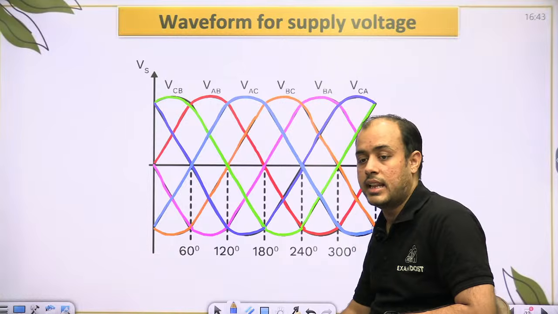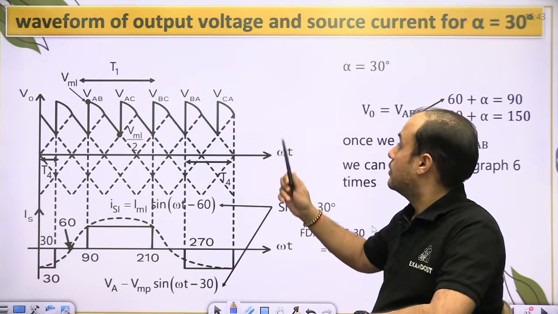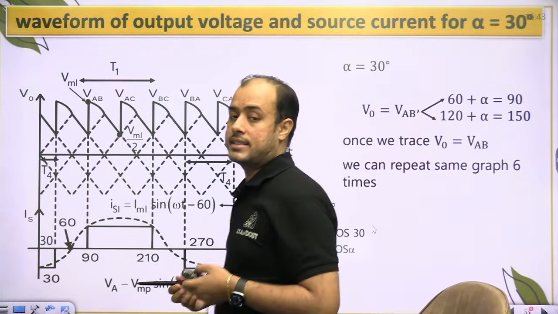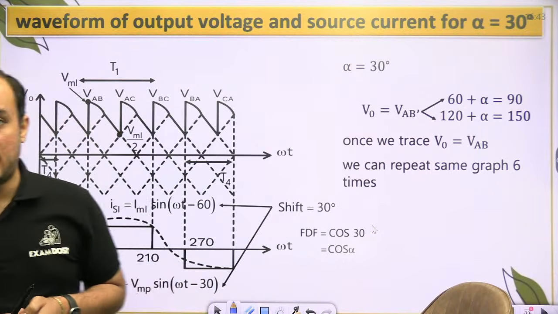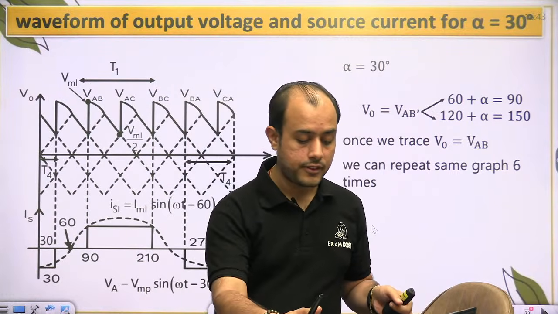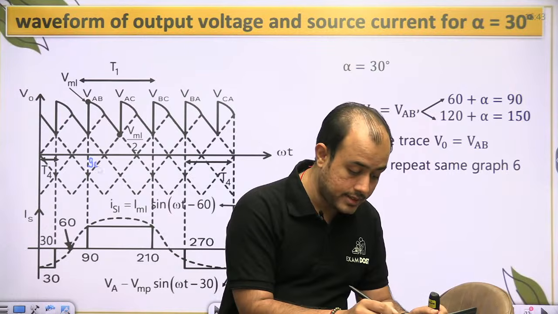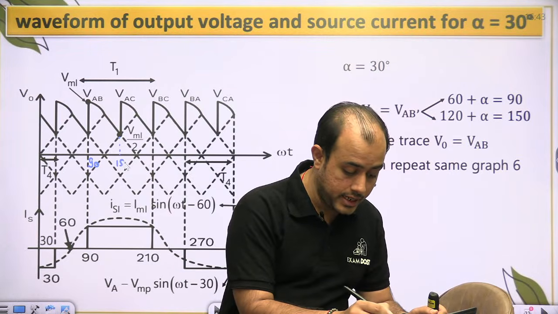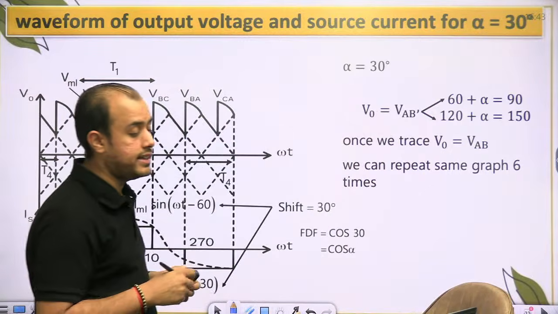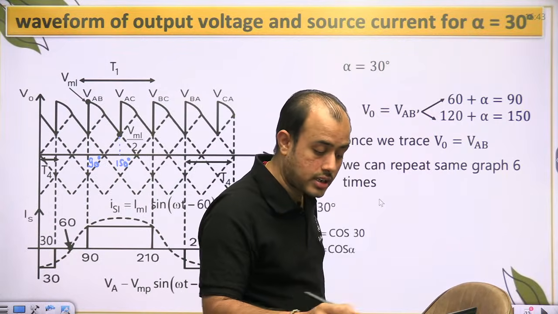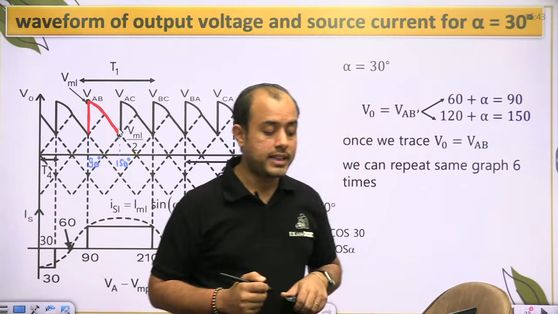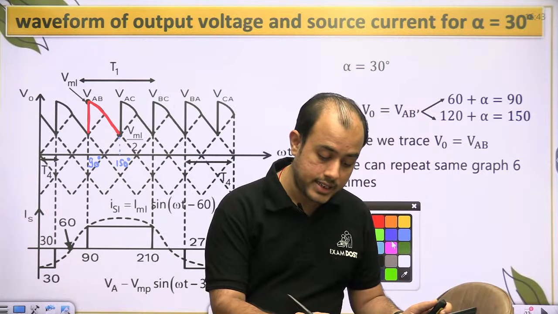So these are my 6 line voltages. So now, when you talk about alpha equal to 30, then AB will go from 60 plus alpha to 120 plus alpha, that is 90 to 150. 90 to 150. So you just trace the graph of VAB and repeat that for 6 pulses. आप VAB को ट्रेस कर लीजिए और उसी को बेटा 6 बार ड्रॉ कर दीजिए, तो you will get the output.